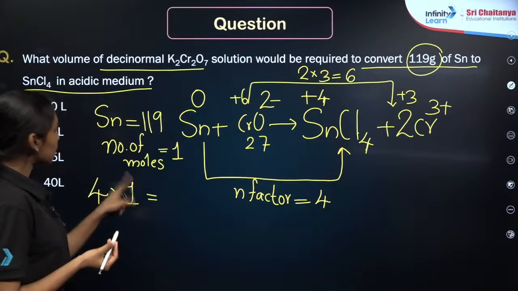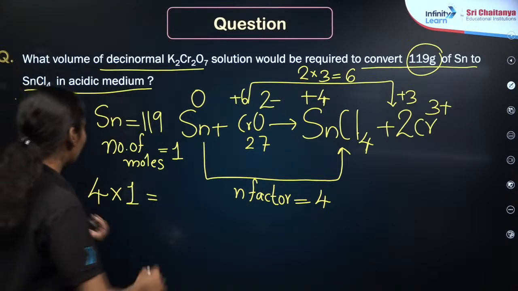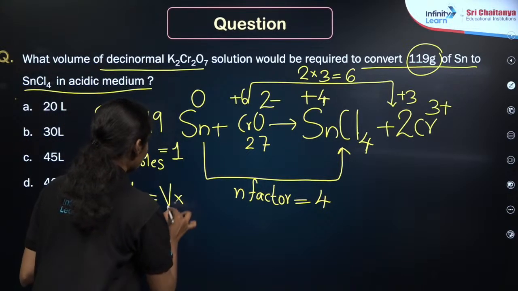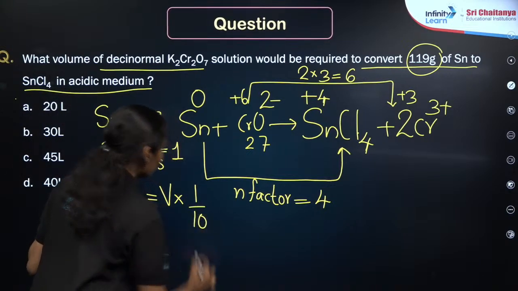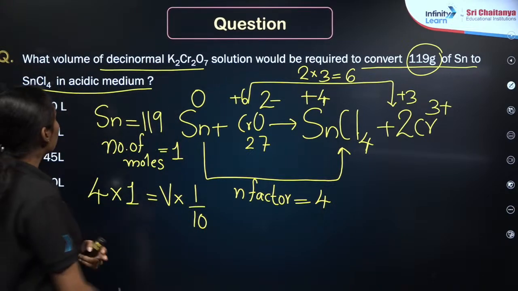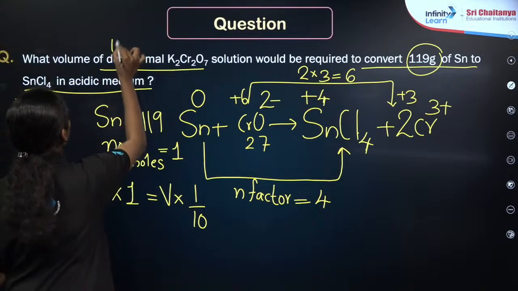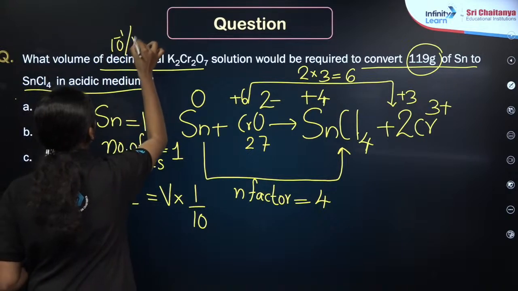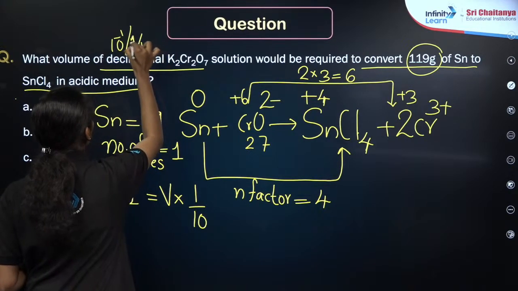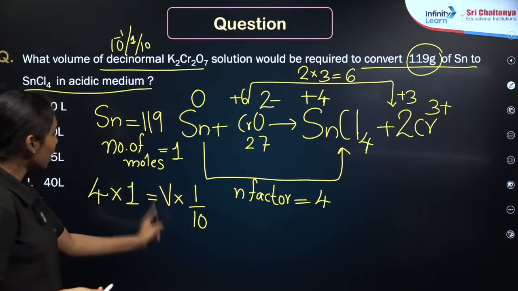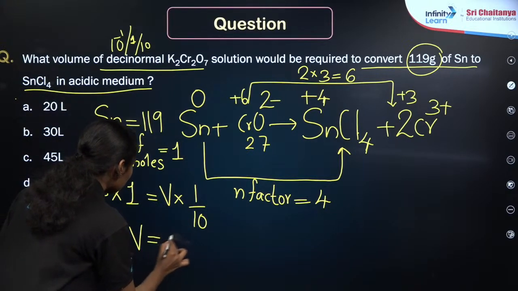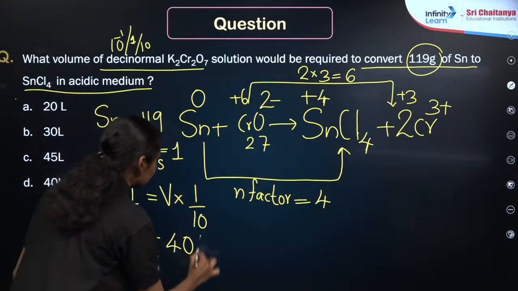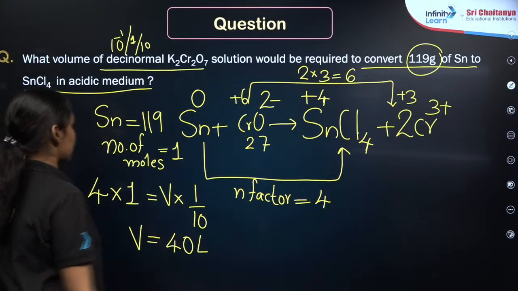If we are calculating this in terms of volume, we will take it as volume V into normality, where normality is given here as 1 by 10. What do you mean by deci normal? Deci means 10 to the power minus 1, or 1 by 10, right? So I am taking V into 1 by 10 is equal to 4 into 1. Calculating, you will get the answer as 4 into 10, that is equal to 40 liters. Option D will be the correct answer. Clear?